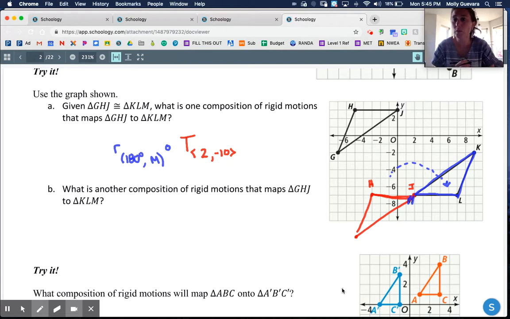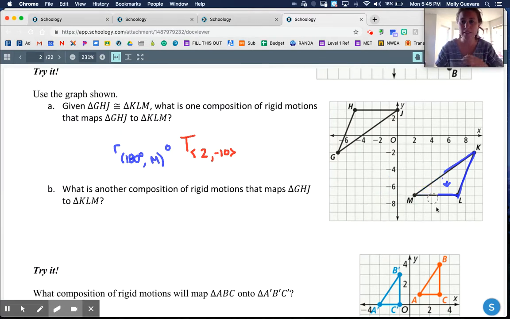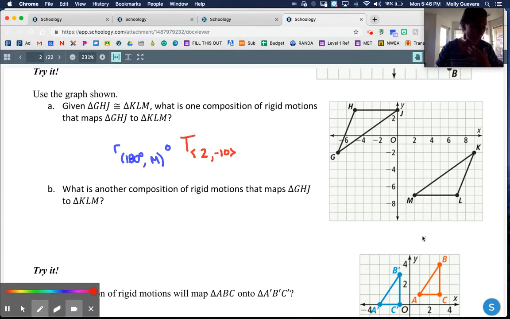So that's one way that you could have done it. That is not the only way. There's actually lots of different ways, okay? Okay, so I'm going to get rid of this. And then part B says, what is another way that you could do it? So maybe this is a way that you looked at it.